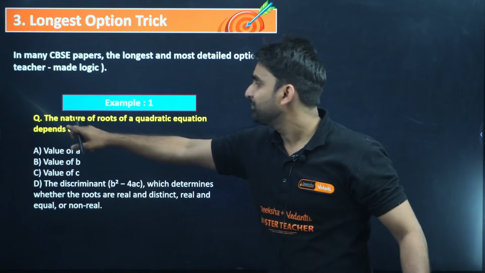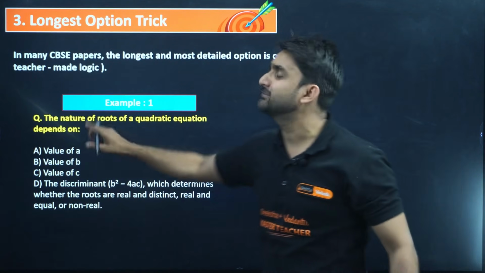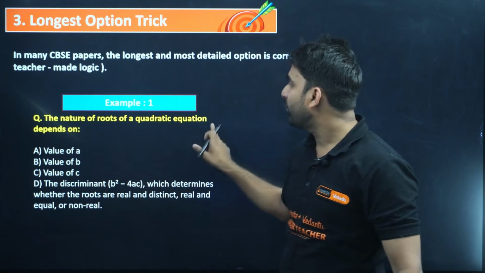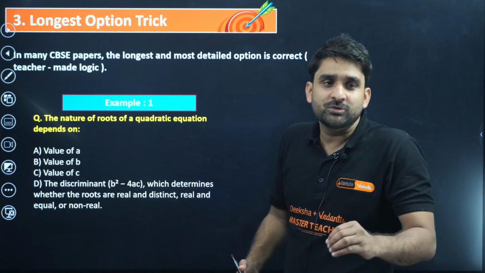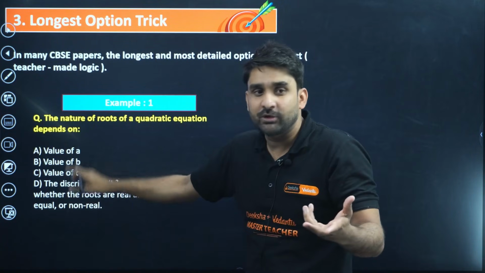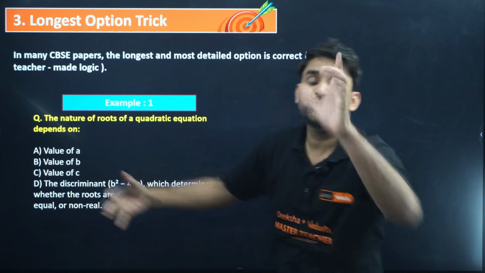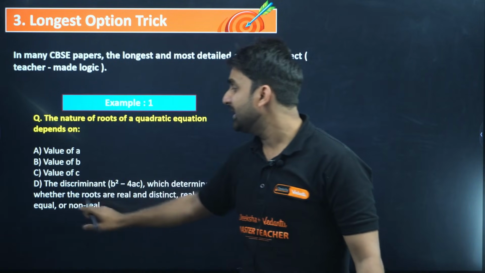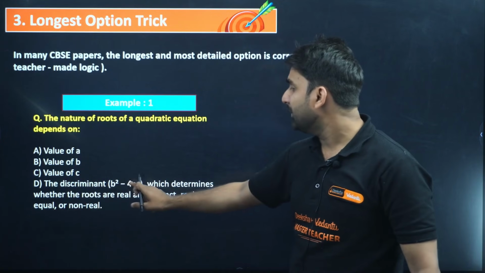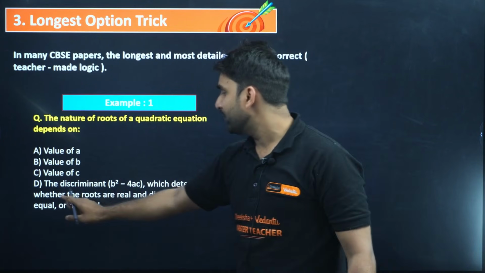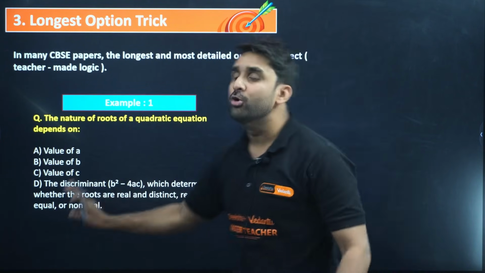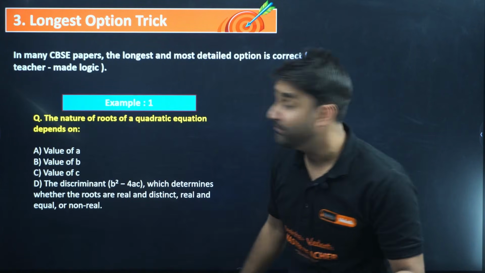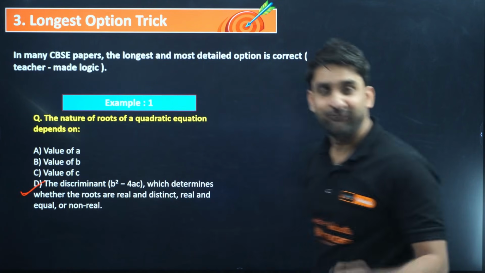So the question is, the nature of roots of a quadratic depends on. So my dear, look here, 4 options are there. On which factor does the nature of roots of a quadratic equation depend? Value of A, value of B, value of C, and the D option is the discriminant B square minus 4AC, which determines whether the roots are real and distinct or no real roots. If you observe here, 4 options are there, and which one is the detailed option? The 4th one is the detailed option.